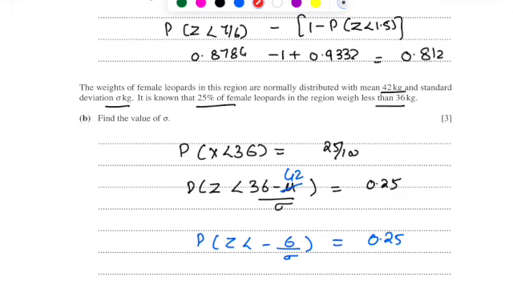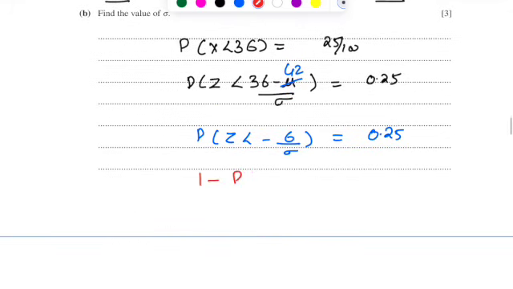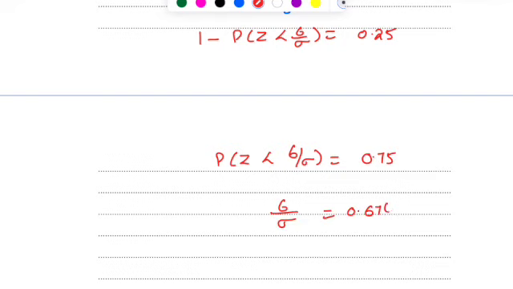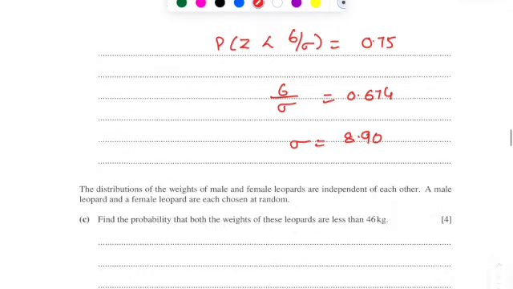But what I can do? 1 minus probability of z less than 6 by sigma equals 0.25. So probability of z less than 6 by sigma equals 0.75. So 6 by sigma, for 0.75, is 0.674. So sigma equals 8.90.